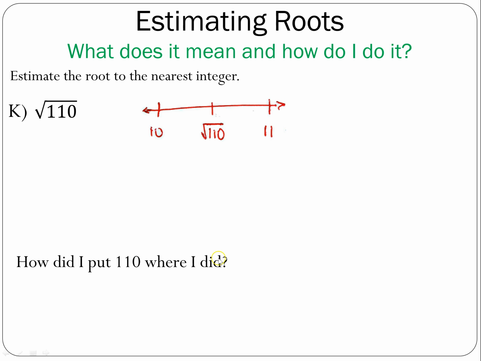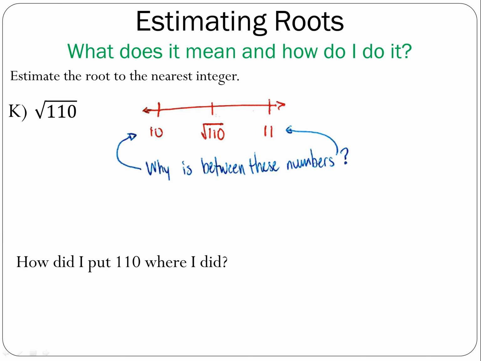So how do I put it where I did? Square root of 110 is in between 100 and 121. It's almost smack dab in the middle. Estimating doesn't mean I have to be exact. Obviously, if you put the square root of 110 all the way over here next to the 10, that would be wrong, because 110 is not super close to 100 and far away from 121. Same thing if you put the square root of 110 right up here next to the 11. It wouldn't make sense. It deserves to be in the middle.